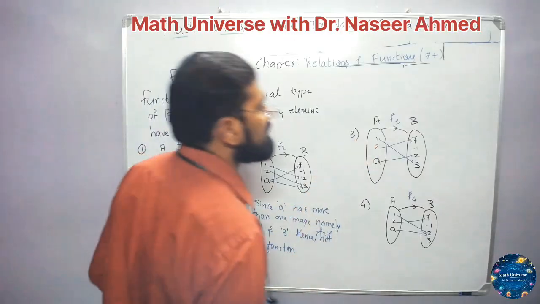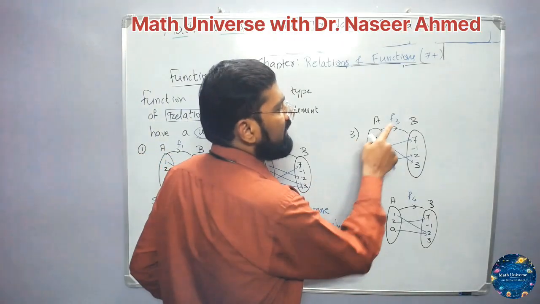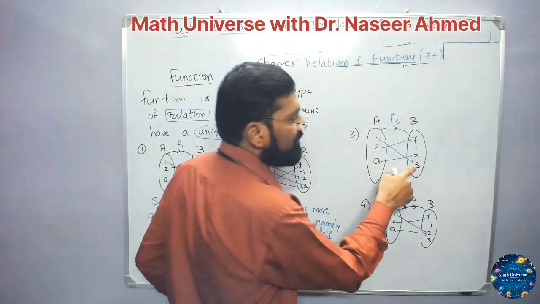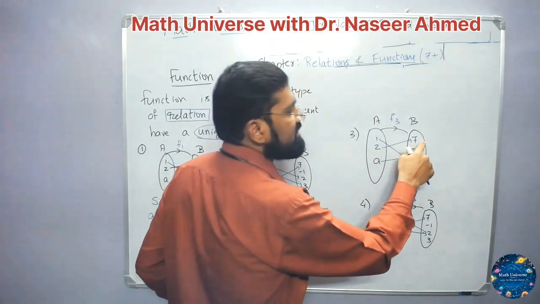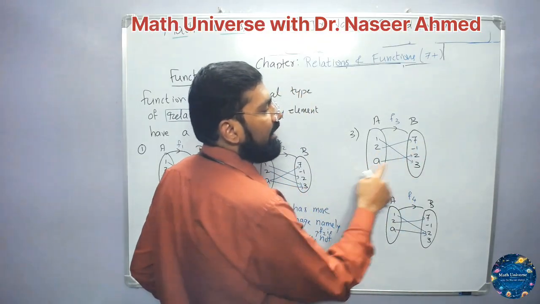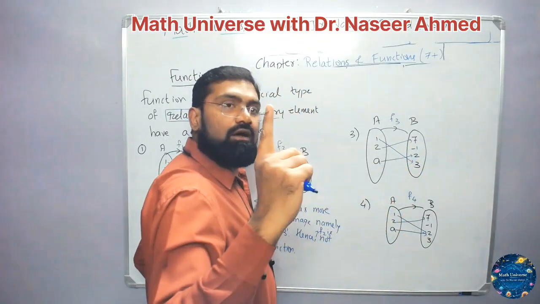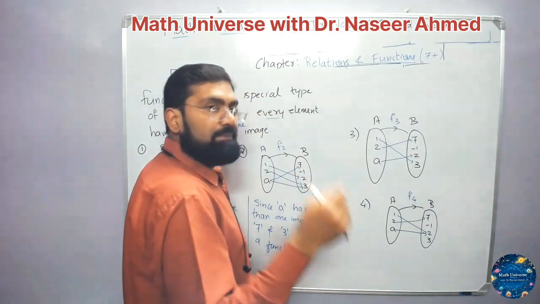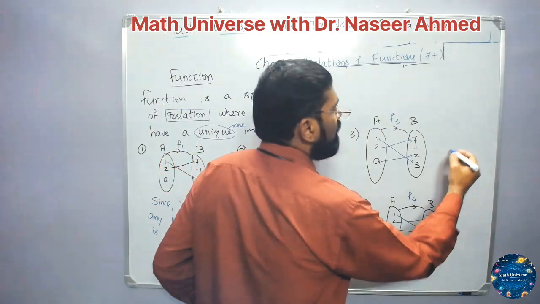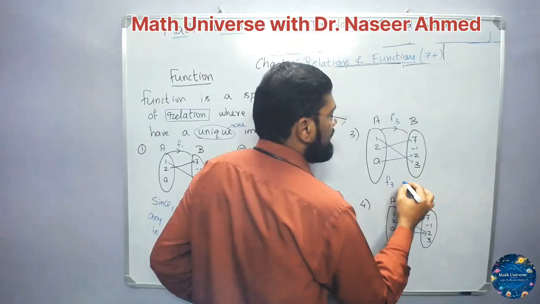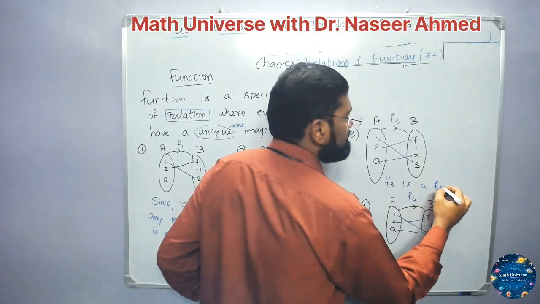Now come to this. For F3, what is the image of 1? 3. What is the image of 2? 7. What is the image of A? 2. Every element has got only one image. Since every element has got only one image, therefore F3 is a function.